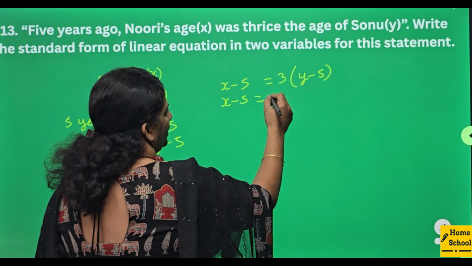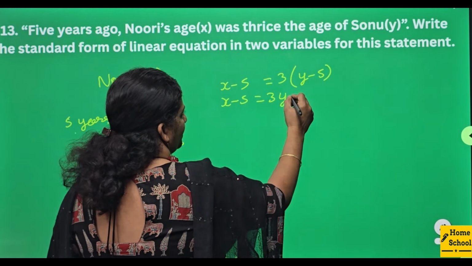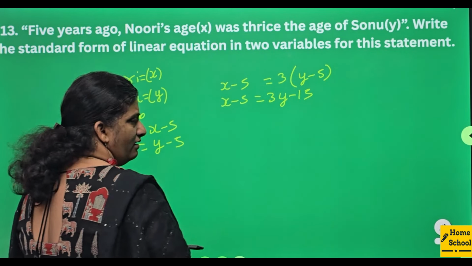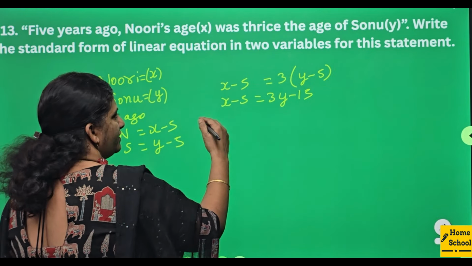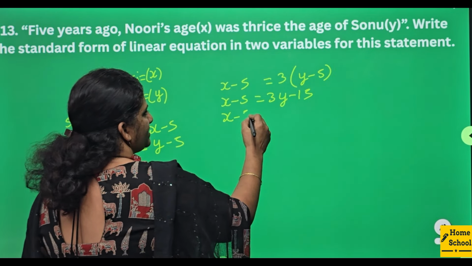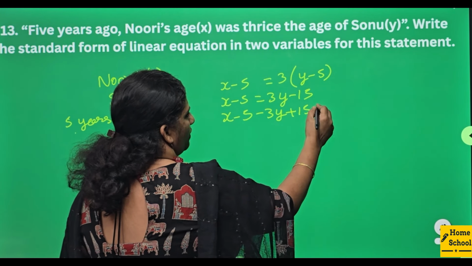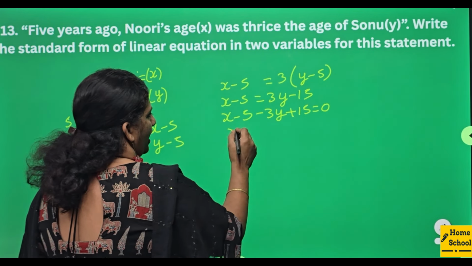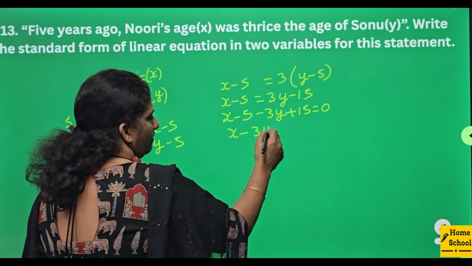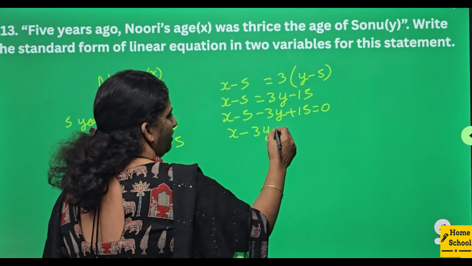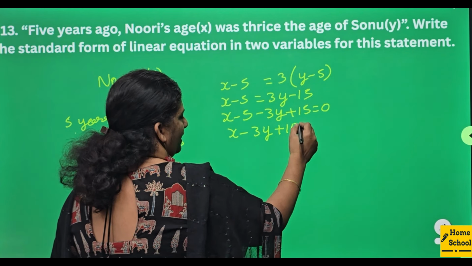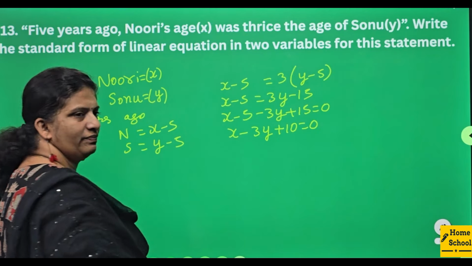Remove the bracket: 3 into y, 3y, plus into minus, minus, 3 fives are 15. Bring all the terms to this side. X minus 5 minus 3y plus 15 equal to 0. X minus 3y minus 5 plus 15 will be plus 10 equal to 0.